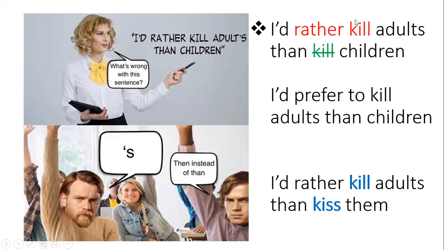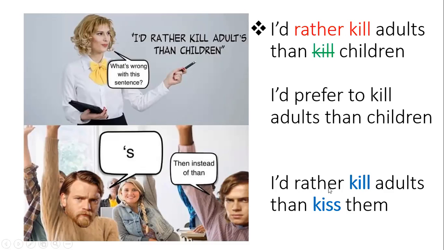So remember, if you use the same verb, for example the same situation like kill, you don't have to repeat it in the next part of the sentence. I'd rather kill adults than children. I prefer to kill adults than children. So when you use prefer, then use to. I'd rather kill, prefer to kill.